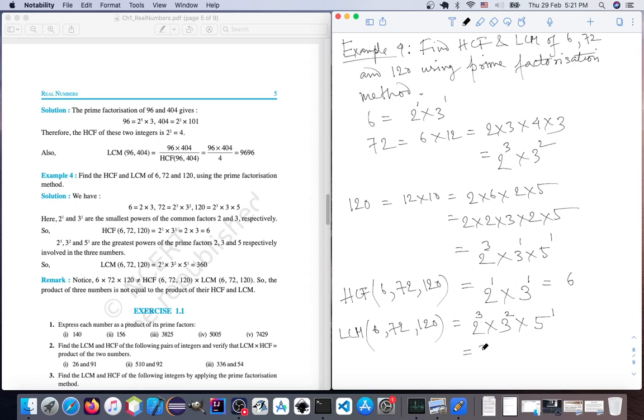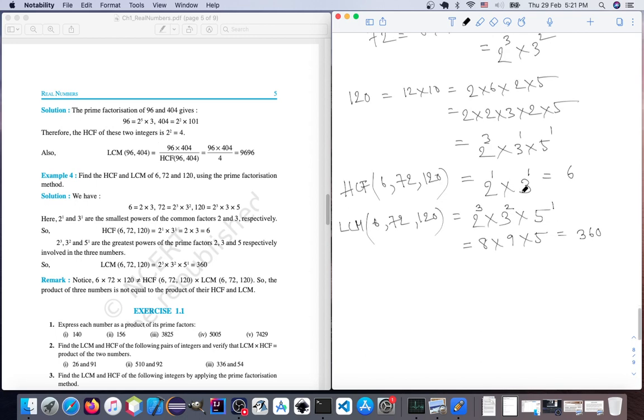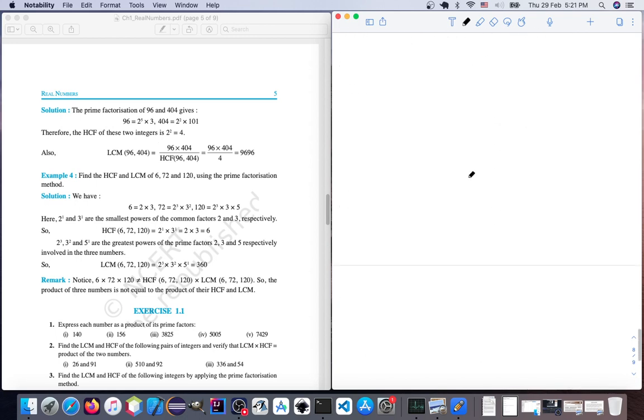This is 8 into 9 into 5, and this is 360. Okay, let's try to solve the exercise problem. Exercise 1.1.